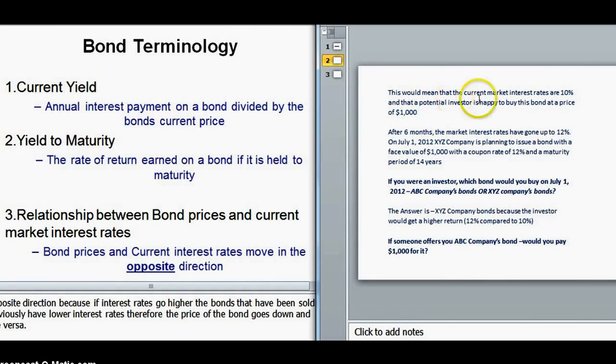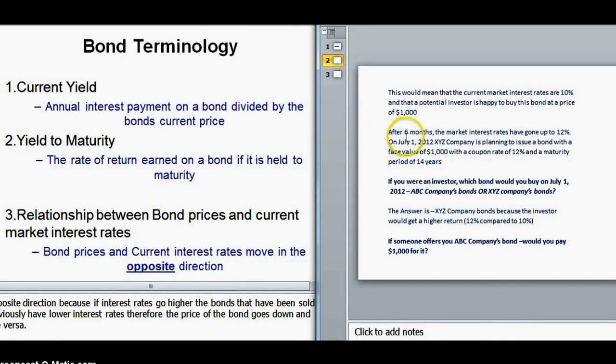This would mean that the current market interest rates are 10%, and that a potential investor, which means a future investor, would be happy to buy this bond at a price of $1,000 because he is getting a market interest rate of 10%, which is the same as the coupon interest rate on the bond, which is also 10%. And hence he wouldn't mind paying $1,000, which is the face value of the bond, to buy this bond.